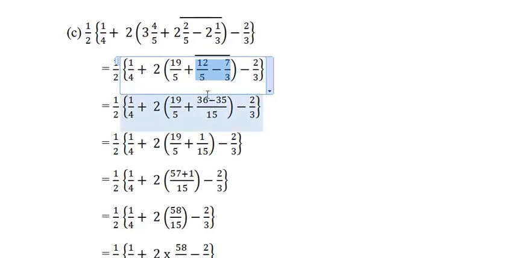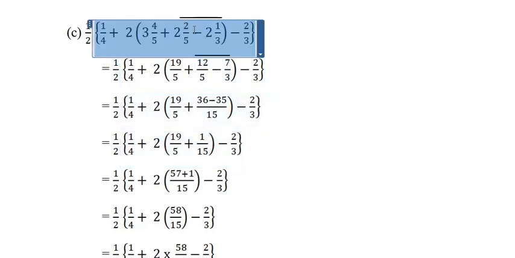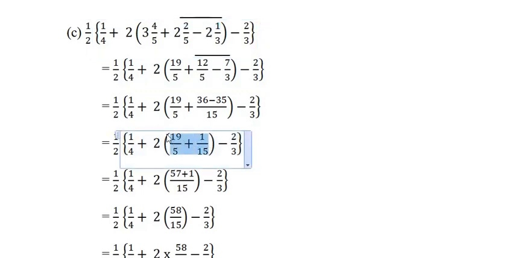So 5 3 times 15, so 12 into 3 is 36. Now 3 how many times 15? 5 times, so now 7 fives are 35. So 36 minus 35 will be 1 by 15. So we have solved this section and we got 1 by 15. And now after this, we will solve this section because here we have a bracket.